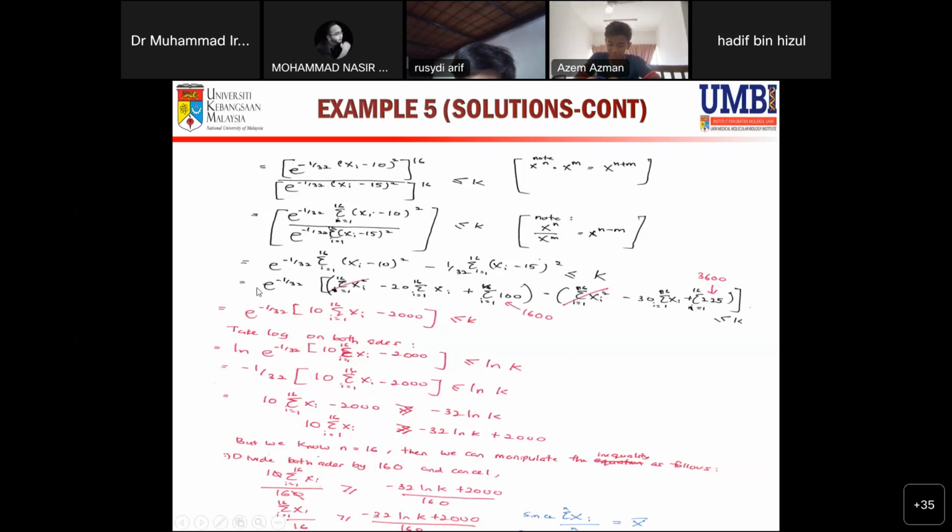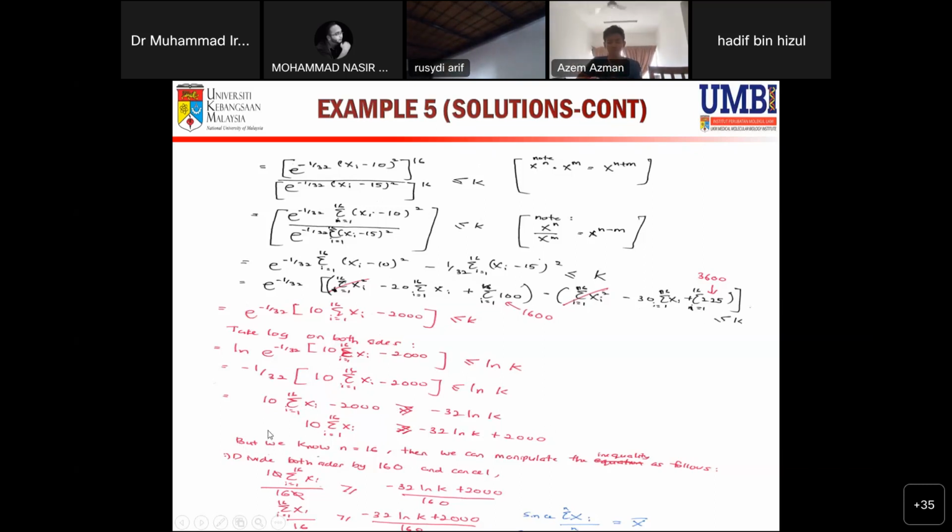When you work with this kind of expression, it's much better to work with the log forms. So we take log on both sides, and we obtain the following form: minus 1/32 inside the bracket, which is less than ln k there. You make some algebraic manipulation there, because you need to ensure that the left-hand side only contains the random variables, and all the other fixed quantities go to the right side. So we will end up with this kind of expression.